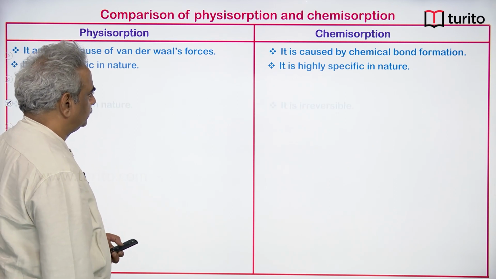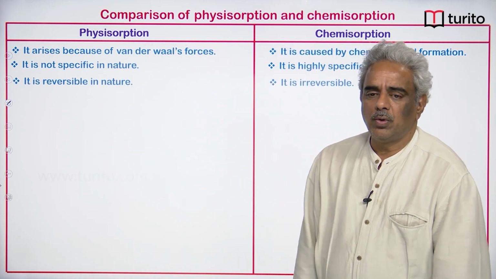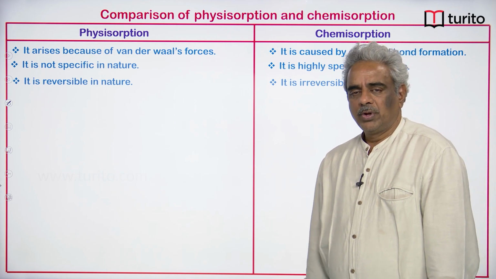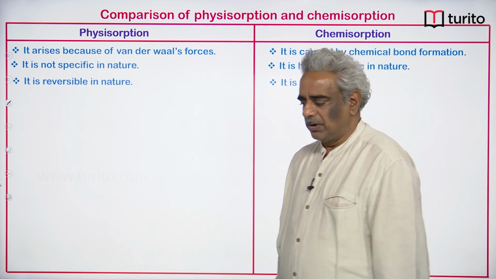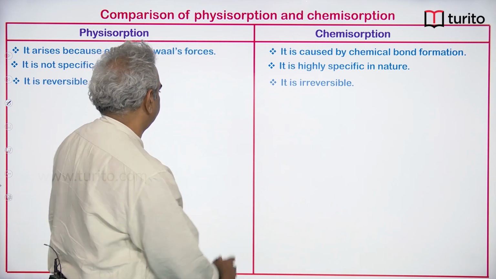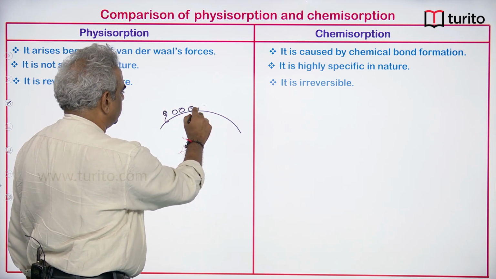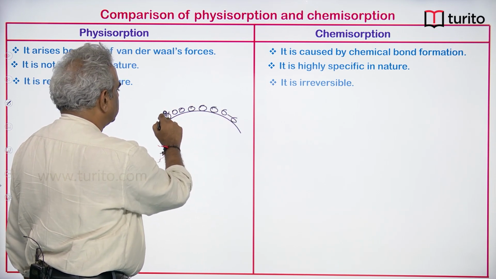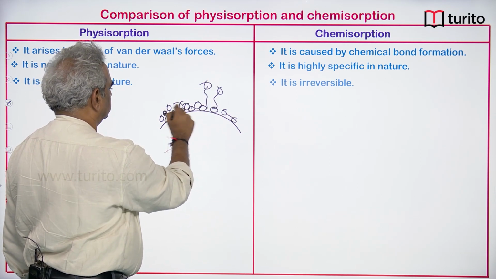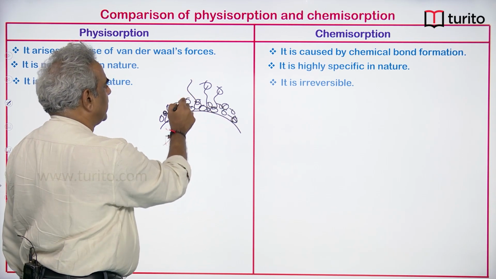Next point, reversible and irreversible. Who is reversible, who is irreversible? Physical adsorption is reversible, chemical adsorption is irreversible. What is the meaning of this? Suppose you keep the adsorbent, the adsorbate particles come and settle on this. At the same time, some particles will be escaping from it. So, it happens like this, and particles will be escaping also.